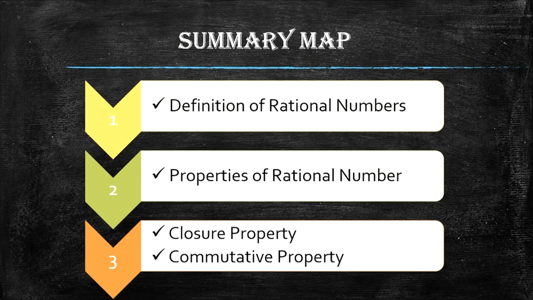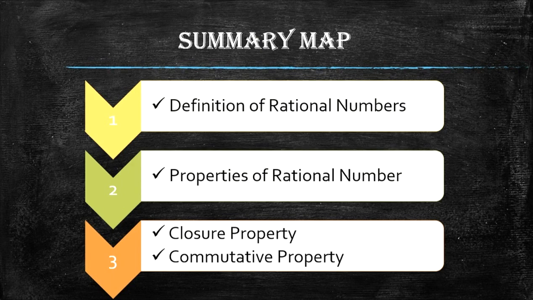Closure property is nothing but, when there are four operations: addition, subtraction, multiplication and division, when you add, subtract, multiply or divide, you must get the answer as a rational number. If you add two rational numbers, the answer must be a rational number. In such a case, we can say addition, subtraction and multiplication operations are closed for rational numbers. But division is not closed because a number divided by 0 is not defined.